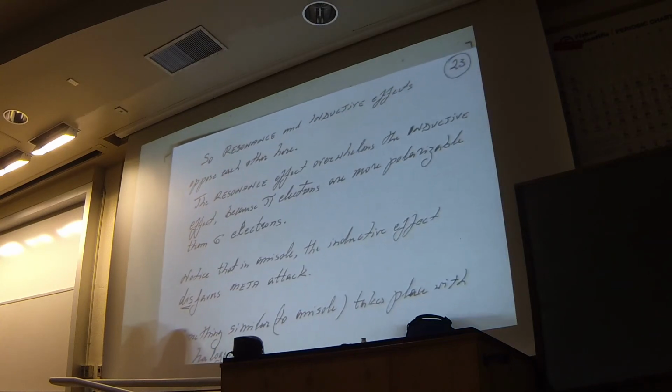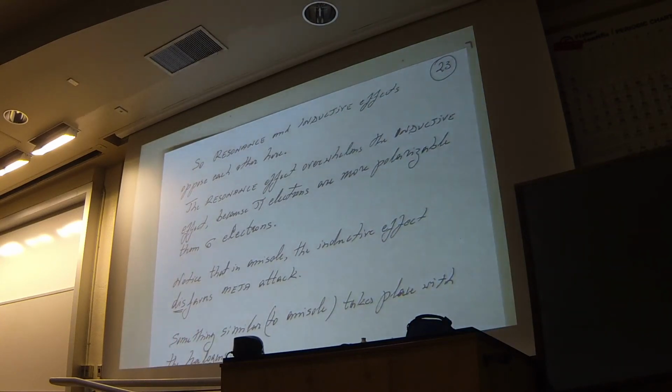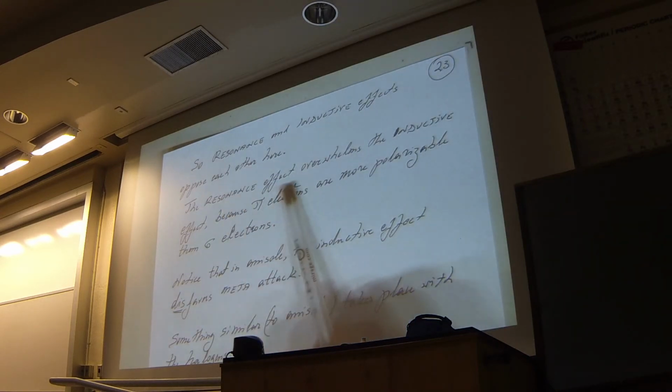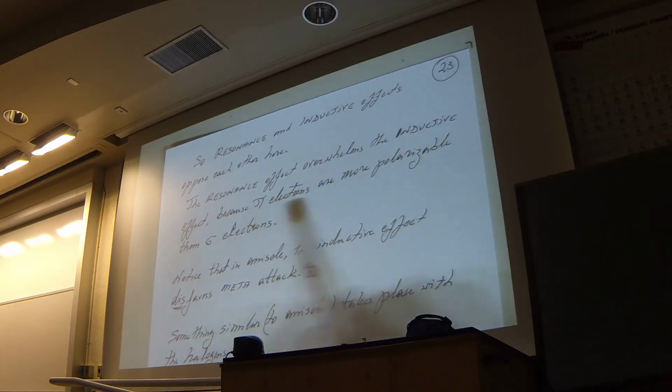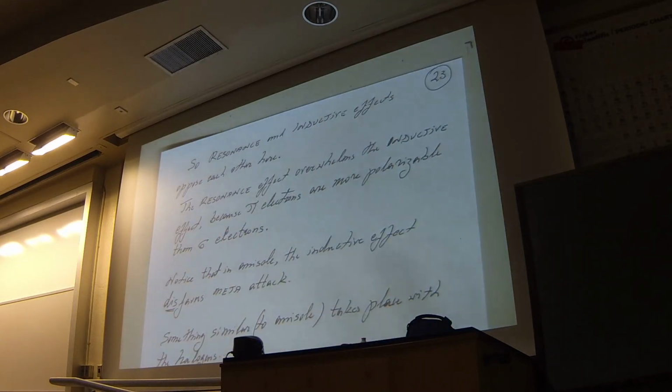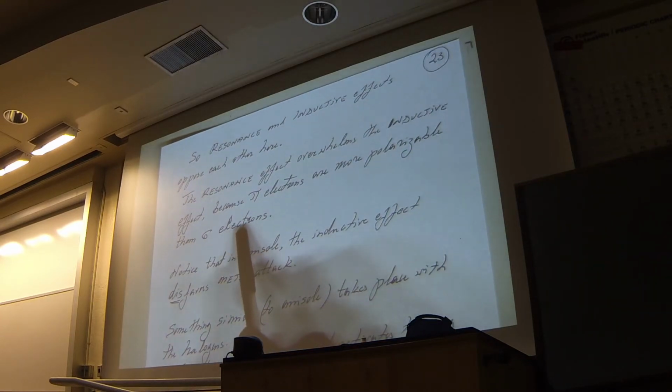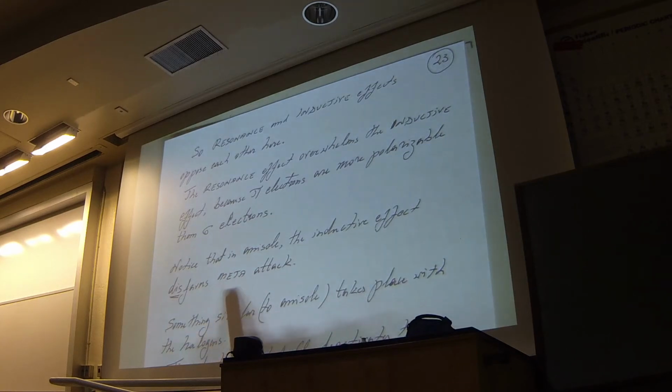So resonance and inductive effects here oppose each other. They're working at cross purposes. One's pulling electron density out, the other's pushing electron density in. But the resonance effect overwhelms the inductive effect because pi electrons are more polarizable than sigma electrons. Those pi electrons are further from the nucleus. The pi electrons are easier to deform, and so resonance effects are stronger.